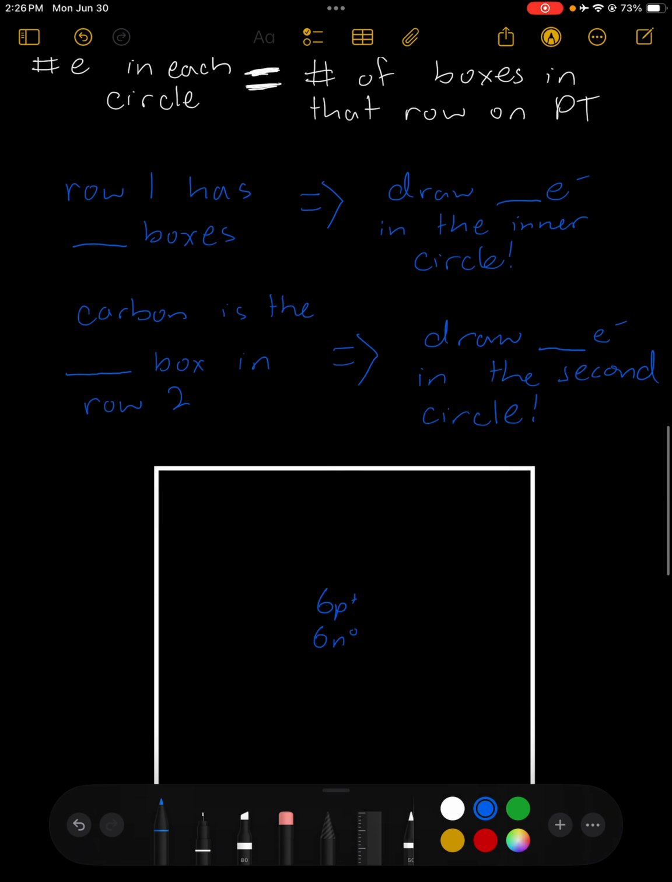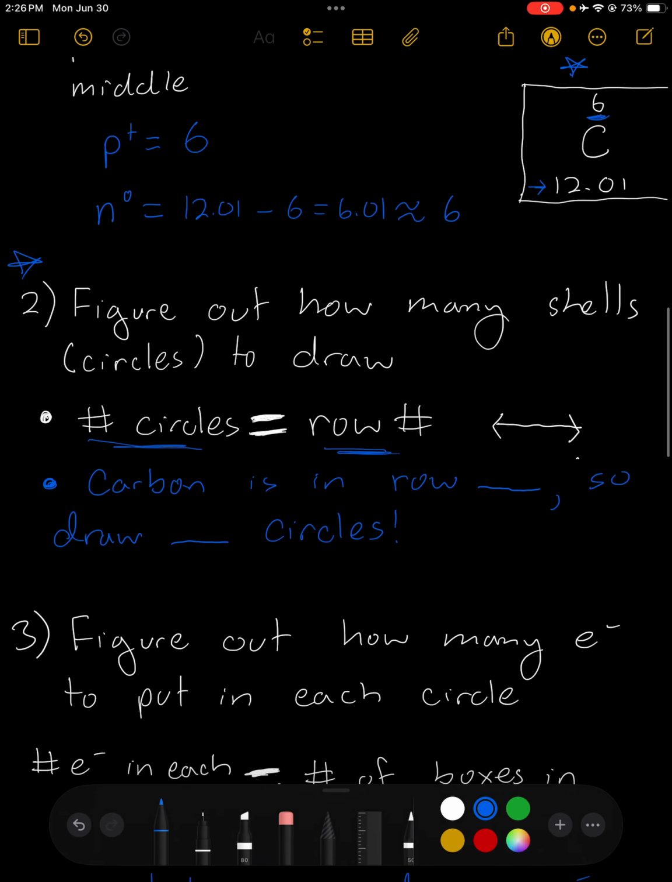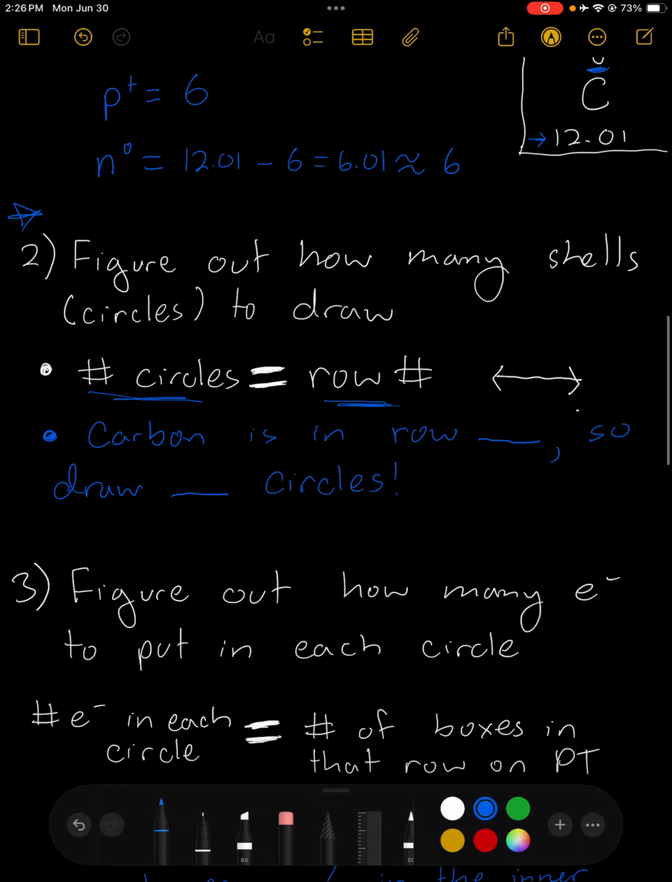So I'm going to go back down to our Bohr model, and we're going to draw 2 circles. 1, 2. It's not the neatest thing because I'm hand drawing this, but it doesn't need to be. So that's step 2. Done. Checked off. We put 2 circles because carbon is in row 2, so we drew 2 circles. Amazing.